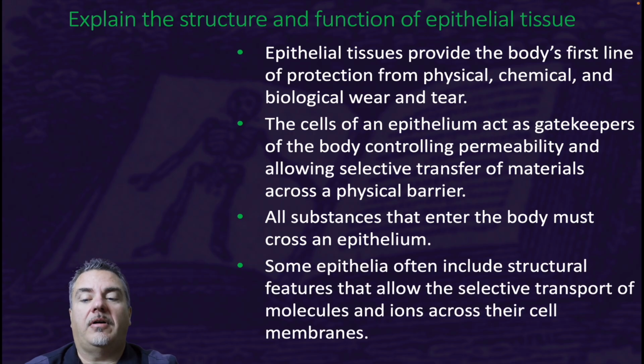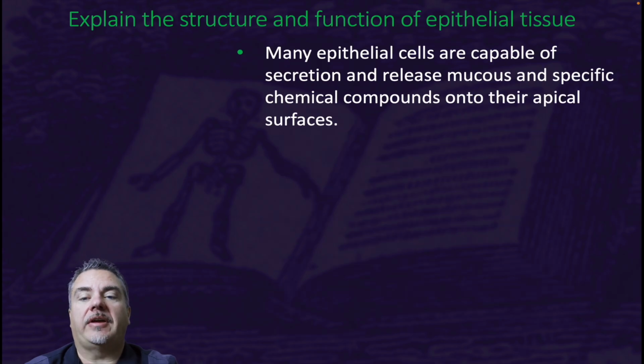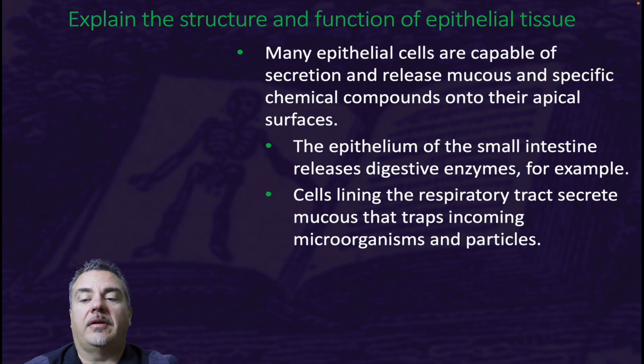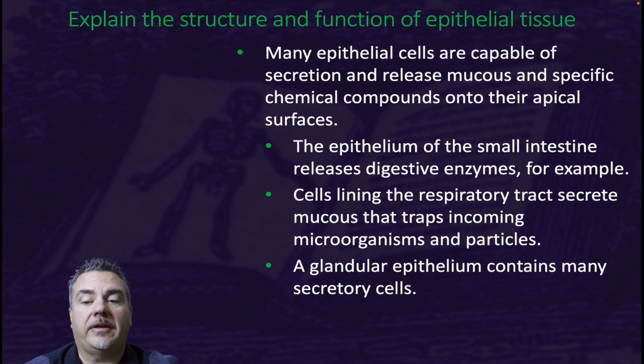Some epithelia often include structural features that allow the selective transport of molecules and ions across their cell membranes. Many epithelial cells are capable of secretion and release mucus and specific chemical compounds into their apical surfaces. The epithelium of the small intestine releases digestive enzymes, for example. Cells lining the respiratory tract secrete mucus that traps incoming microorganisms and particles. And a glandular epithelium contains many secretory cells.